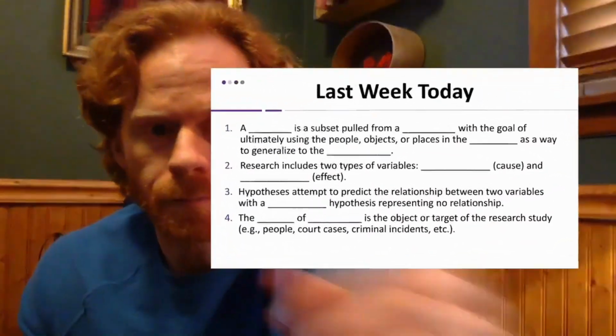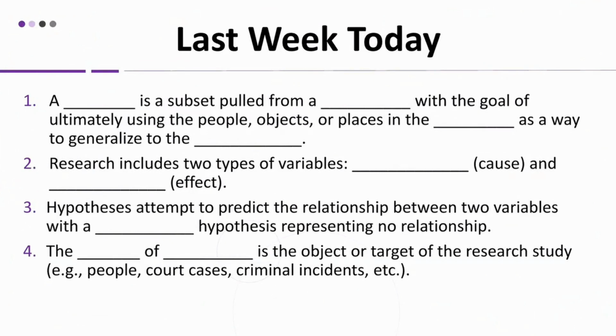So let's look at just a couple things to refresh ourselves. A blank is a subset pulled from a blank with the goal of ultimately using the people, objects, or places in the blank as a way to generalize to the blank. A lot of blanks there. Take a minute to think about that. So the correct answers are: a sample is a subset pulled from a population with the goal of ultimately using the people, objects, and places in the sample as a way to generalize to the population.